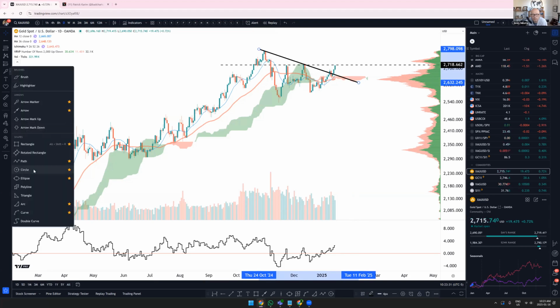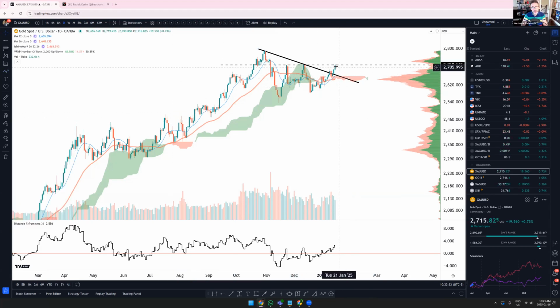Ideally, what we'd like to see right here is, I don't know if it's going to happen, a little backtest here, some type of, and then, oh my goodness.